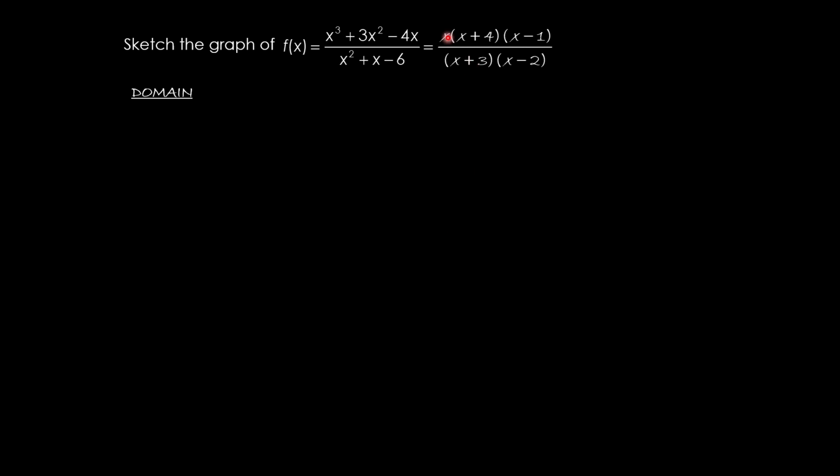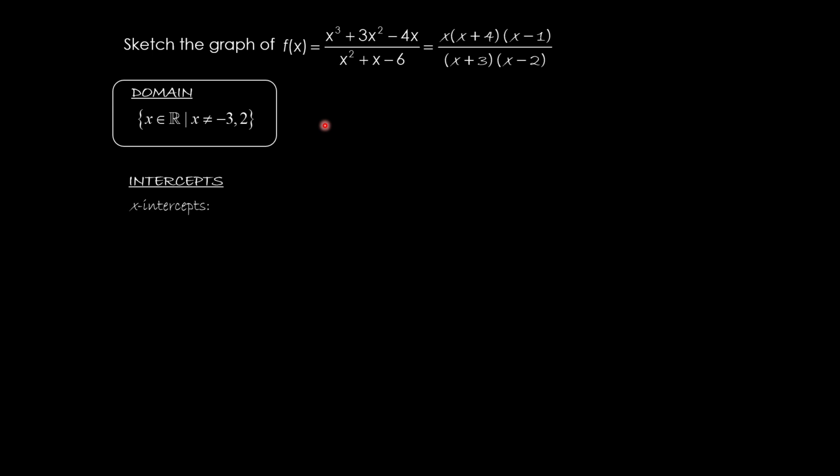Well, notice we can use any x value we want here except for -3 and 2, because those values make the denominator work out to 0, and we know we cannot divide by 0. So our domain is x as an element of the real numbers such that x does not equal -3 or 2. And we'll move on to intercepts for our function here, starting with the x-intercepts.